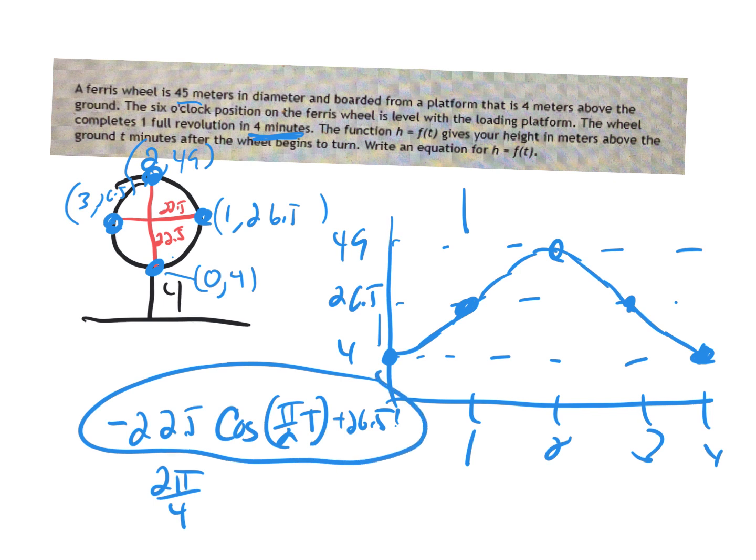So draw the little Ferris wheel, mark those corner points, and you don't have to think too hard about it. Hopefully this helps and gives you what you need.